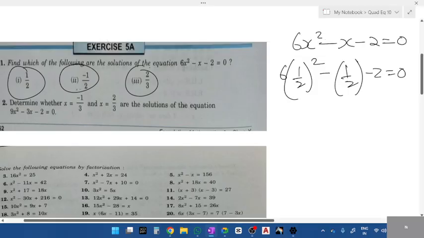So they have given us three answers. They didn't tell us to find the answer. They have given three answers. Substitute all three. Check in which one you're getting 0. So that will be the solution for x.